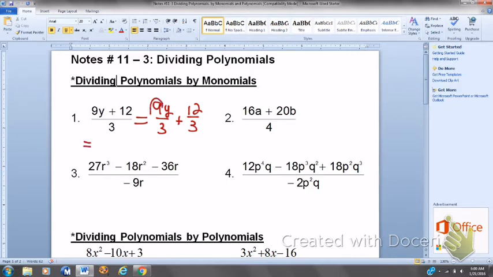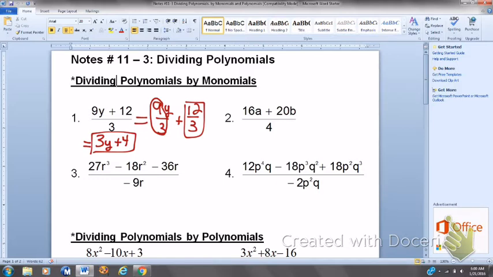In the first one, I can simplify 9 over 3. That's 3. So I get 3y. And then 12 divided by 3 on the second one will give me 4, so plus 4. So there's your answer, 3y plus 4. So just split it up. It'll make it a lot easier.